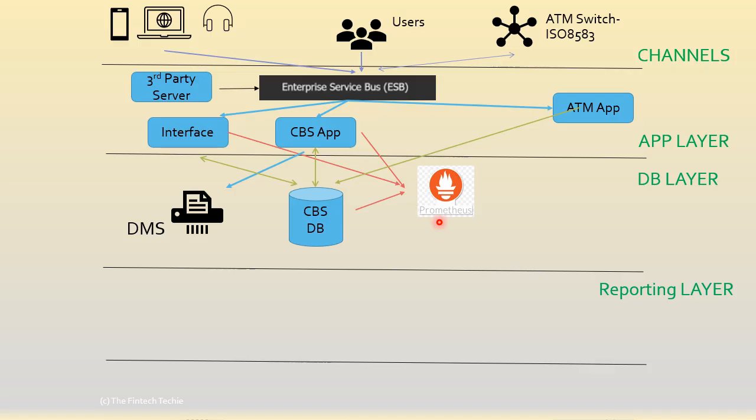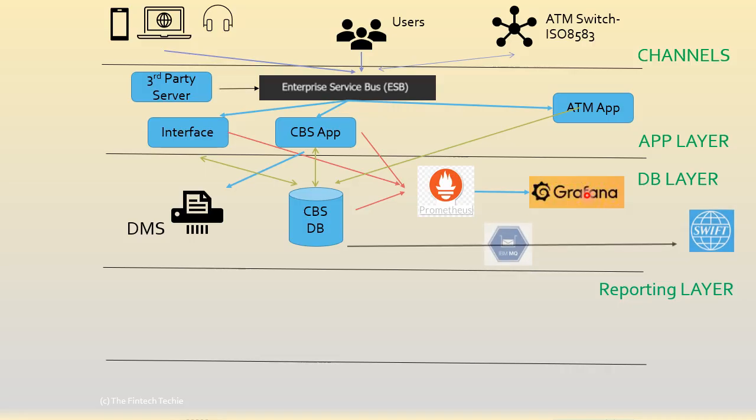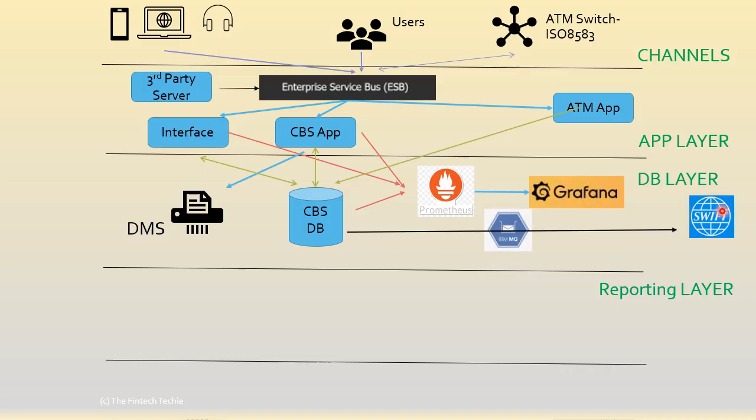You will have a Prometheus server, which will be scraping information from all across the servers. So for simplicity, we have just put the interface, app, and the DB supplying information to Prometheus, from where it connects to Grafana, wherein you have the beautiful reports being pulled out. Then you have the Swift. The integration could be direct or through a Swift bureau, which the bank might have tied up with. So through IBM MQ, it will send out either MT or MX messages.